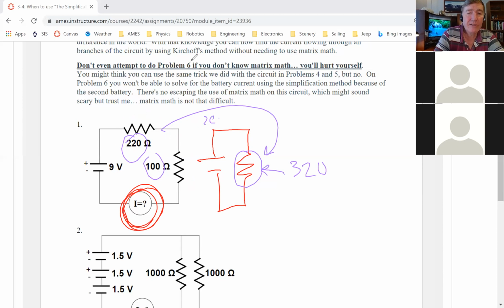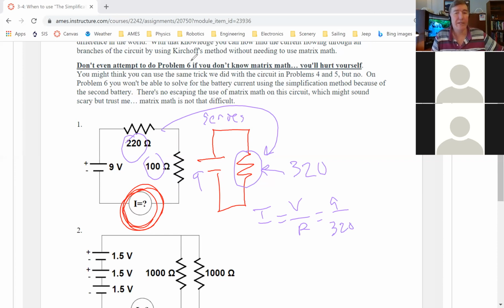If they're connected in series, we know we just add them. Okay, so 320, I think that's good. His equivalent circuit here, I agree, is a valid equivalent circuit. Now tell me what you did next. Then you take the voltage, which is 9, and divide it by the resistance, which is 320, and that gives you your current.